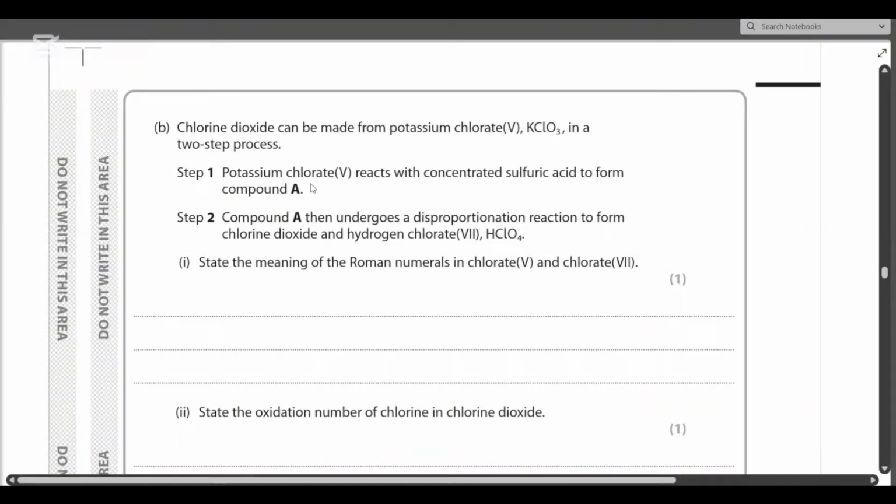Now moving on, we can see that chlorine dioxide can be made from potassium chlorate in a two-step process. In step 1, potassium chlorate(V) reacts with concentrated sulfuric acid to form compound A, and then compound A undergoes a disproportionation reaction. State the meaning of the Roman numerals in chlorate(V) and chlorate(VI).